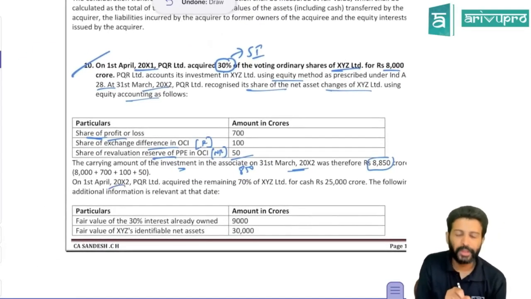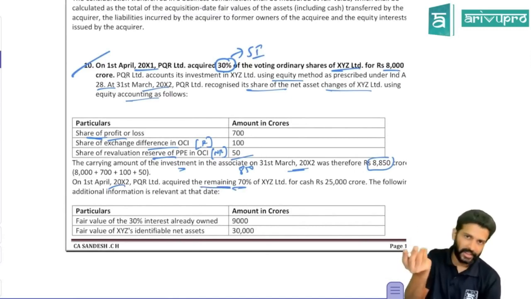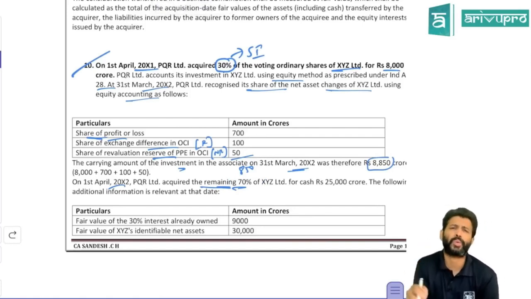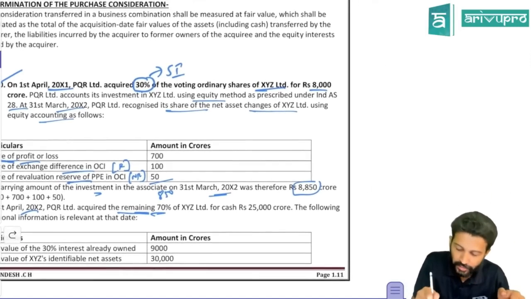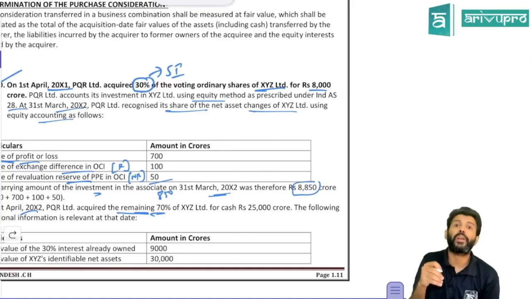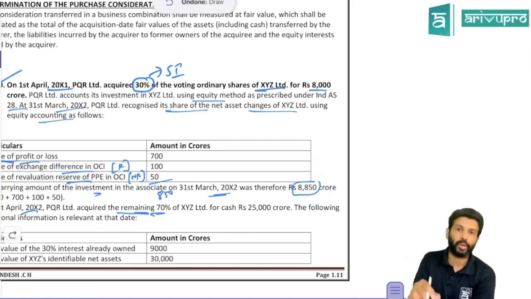Okay. On 1st April 20X2, next year, P acquired the remaining 70%. Earlier they had 30%, now they got 70%. So it's a case of step acquisition. Okay. We know the provision of step acquisition. Whenever there's a step acquisition, the previous investment, currently you're showing the investment at what value? 8850. That you have to value at fair value. Fair value on which date? On the day you get control. This particular investment, you have to bring it to fair value now, on the date of control.